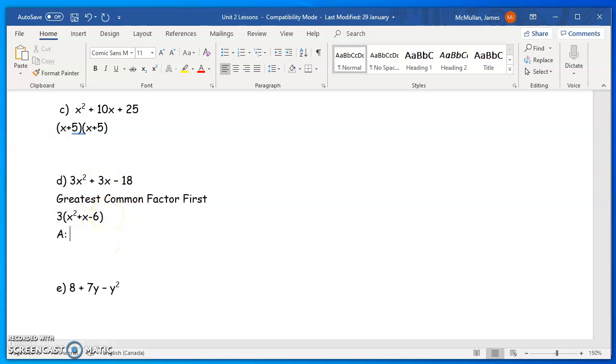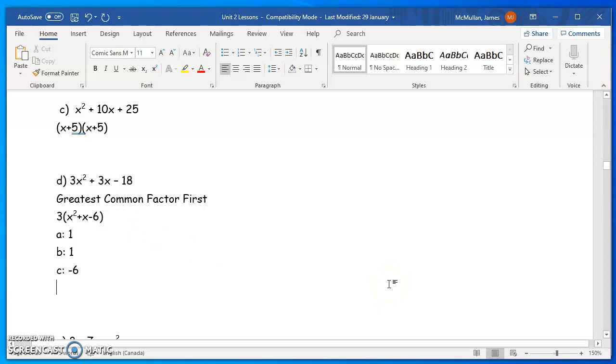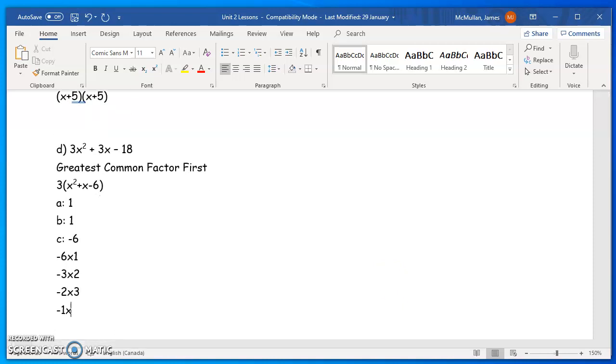Now what I'm looking for, a is 1, b is also 1, and c is -6. So I'm looking for numbers that multiply to -6. I have -6 times 1, -3 times 2, -2 times 3, and -1 times 6. It has to be one of those options. All I'm doing is looking through for the one that adds up to 1, and that one is of course the -2 and the +3.